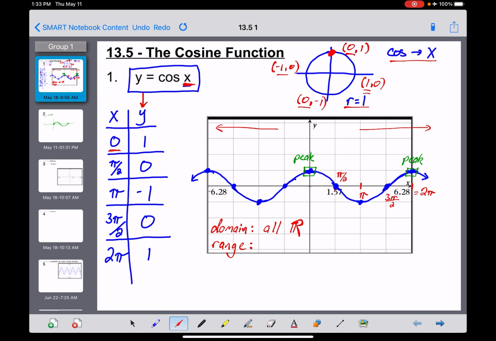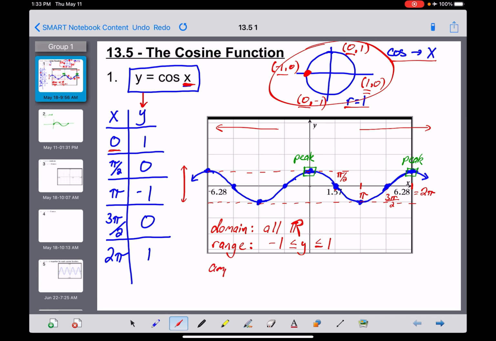So for range, I'm really looking here in the y column, or I'm looking vertically at how far this graph travels. And just like the sine wave, this thing seems to have a minimum value here at -1 and a maximum value here at +1. And if you really understood what was happening here on the unit circle, with cosine being your x-coordinate, you can see how this x value of any one of these points is never going to get bigger than +1, and it's never going to get smaller than -1. So our range, just like it was for sine, is -1 is less than or equal to y, which is less than or equal to +1.